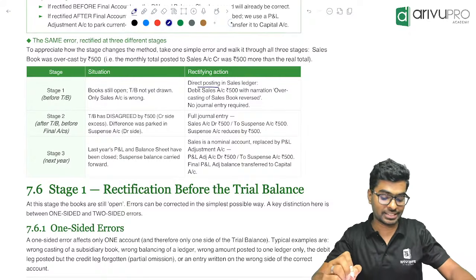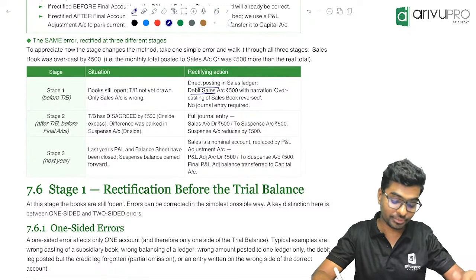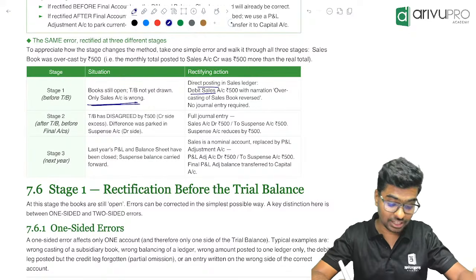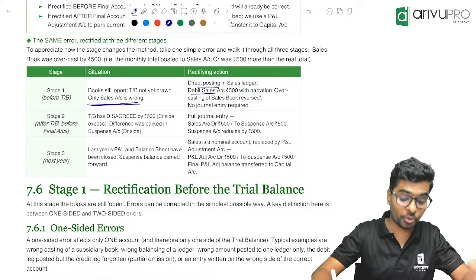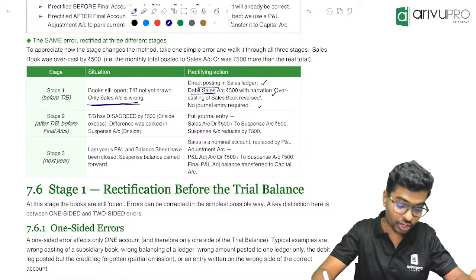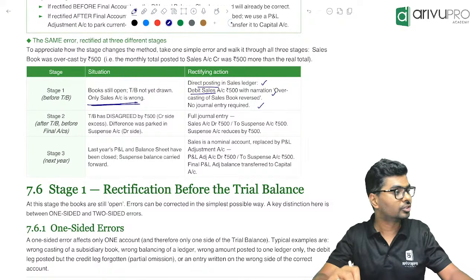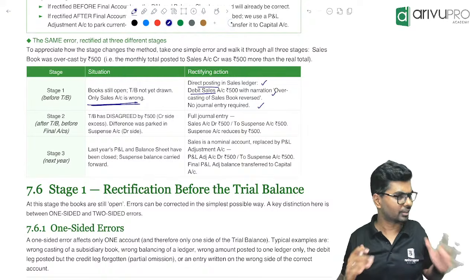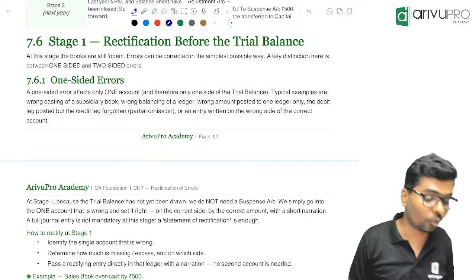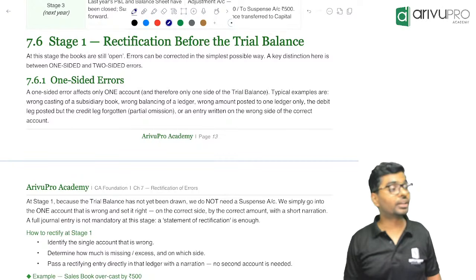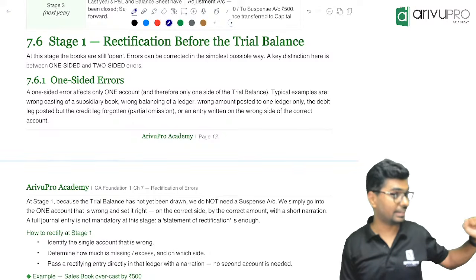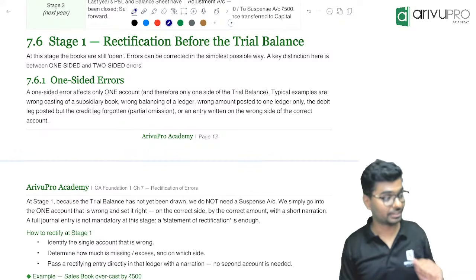Direct posting in the sales ledger. Debit sales account. See here, only the sales account is wrong. Therefore, either option works: you can directly post in the ledger, or you can debit sales, or no journal entries required. Sir, full confusing. Correct, no? We'll come here. One-sided error. What does that mean? You have done the debit already correctly, but you have made a mistake on the credit.